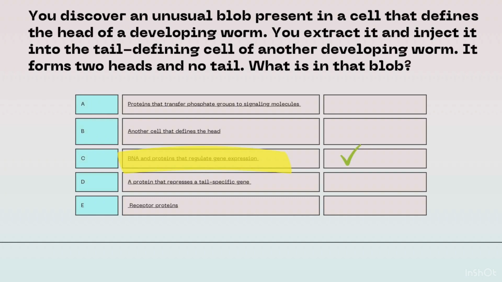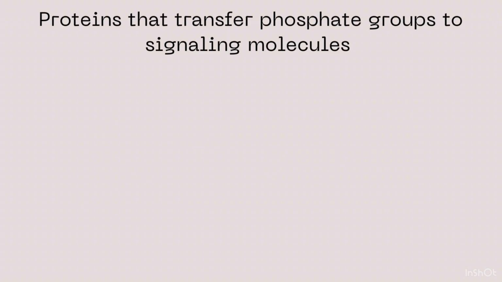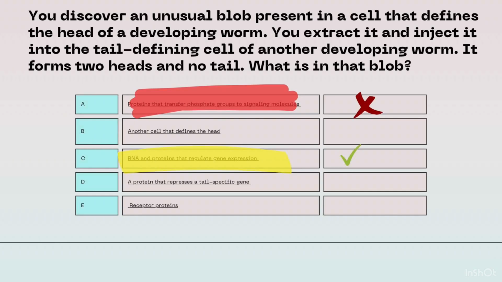Let's look at A, proteins that transfer phosphate groups to signaling molecules. Why is this wrong? Proteins that transfer phosphate groups to signaling molecules are a certain type of protein actually called kinases, which play a role in signaling pathways, and they can affect cell behavior, but they are unlikely to cause the formation of two heads without a tail. So that's why answer choice A is wrong.